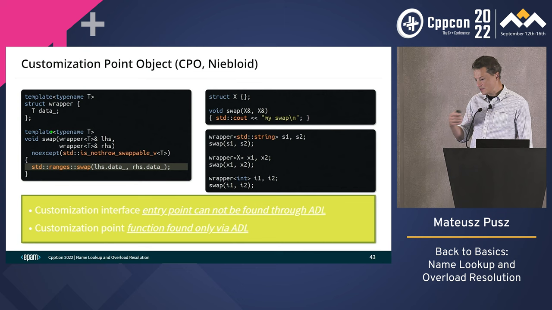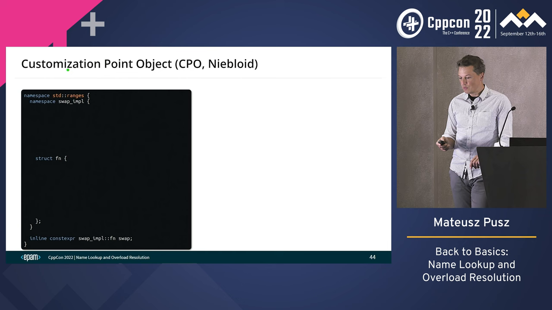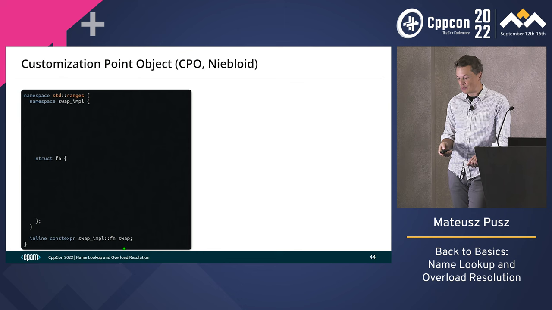How to implement this? We are opening the std::ranges namespace. We are opening another namespace called swap implementation in this case. And in this namespace, we provide a functor. And then we are providing this swap. This is what we call. We call this object. When you are doing std::ranges::swap, actually this is the object you run, right?